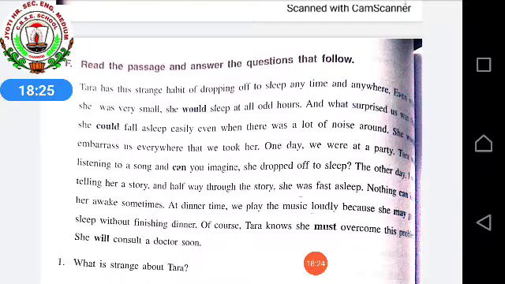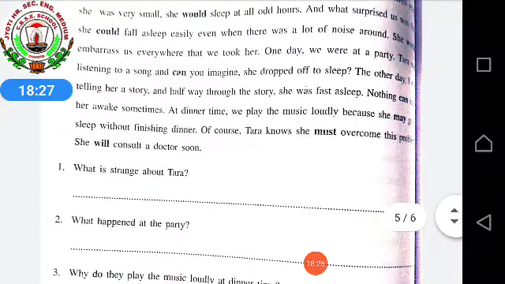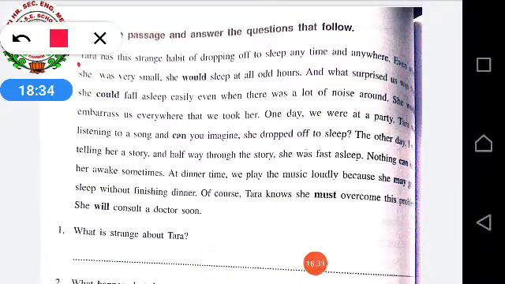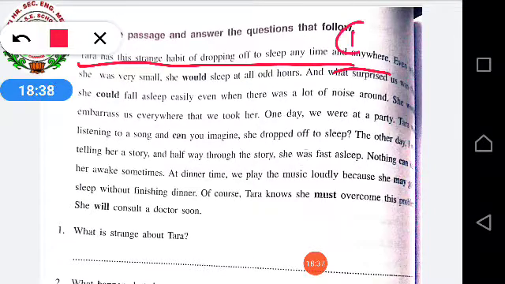So, what is the strange thing about Tara? That is the first question. So, the answer is Tara has a strange habit. What is strange about Tara? Tara has a strange habit of dropping off to sleep anytime and anywhere. That is your first answer.